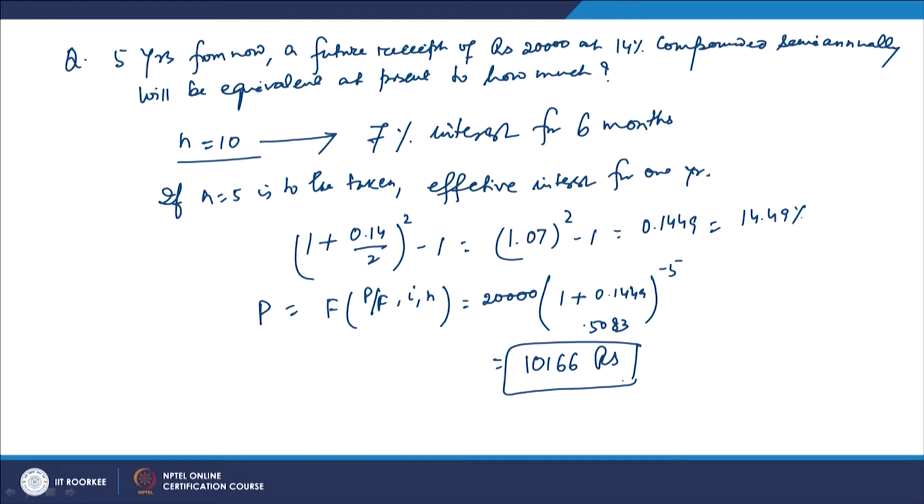So, this can be seen, and also you can see from here for I equal to 14.49 and n equal to 5, or you could have taken I as 7 and n as 10 in that case. So, you will be getting a similar value, and that factor value is 0.5083. So, that will come out to be 10,166. So, this way you can solve such kind of problems.